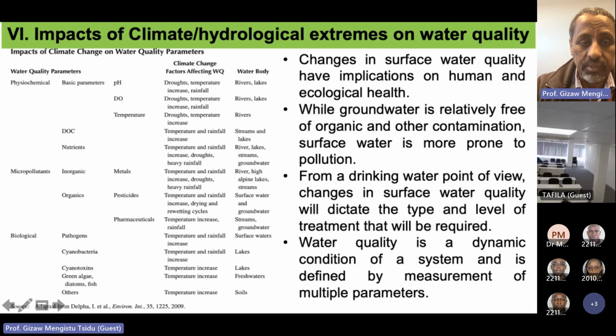Drought and temperature increase. For temperature again here, in the river, in the lakes, you can do this kind of analysis. Dissolved organic carbon, temperature and rainfall, in streams and in the lakes, you can do all of this analysis. So we only looked at water clarity index, but one can go beyond those things and try to understand water quality from satellite images, because satellites are everywhere.